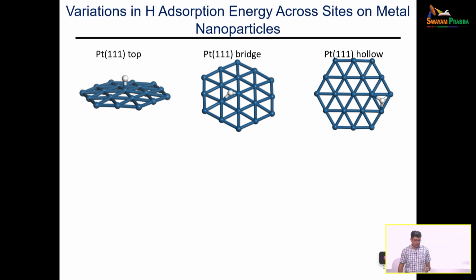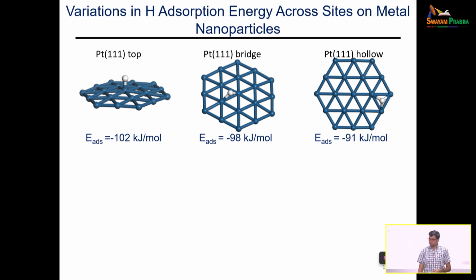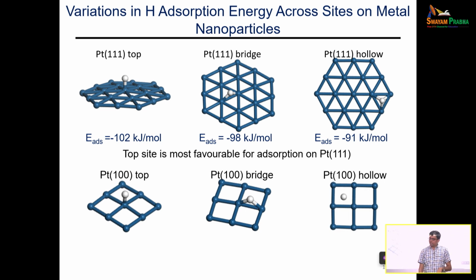Just to give you a perspective of how things change, this is hydrogen adsorption at these different sites for a nanoparticle. If it's a top site, you have a value of 100 or so. Bridge, very similar, but for the hollow site, the value is much lower. So based on this, what we are able to say is that the most favorable site for adsorption for hydrogen on platinum is the top site, because this is the most negative. It doesn't mean the others don't happen, but if I am to say which is the probability by the energies, I am likely to say the probability of the site being the top site is the highest.